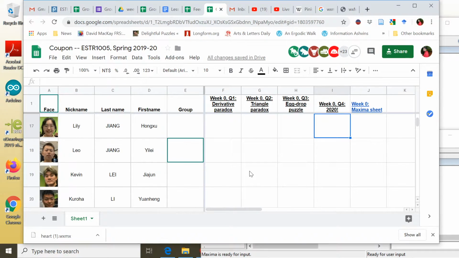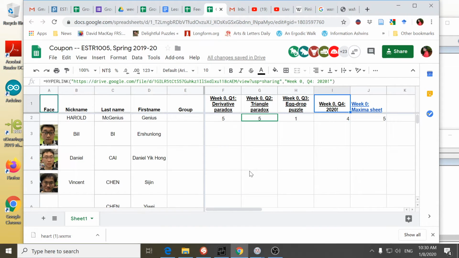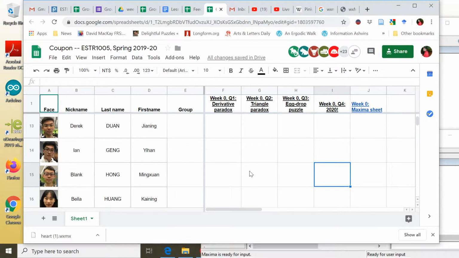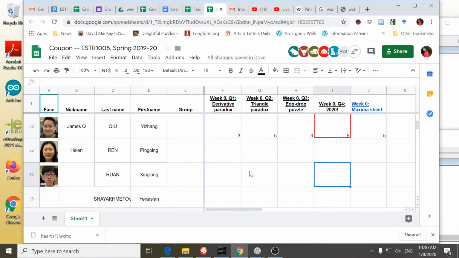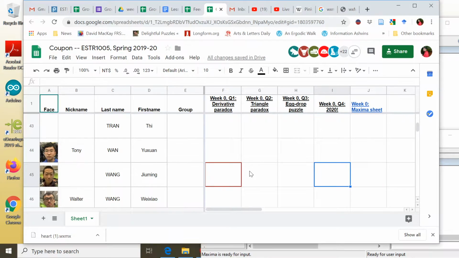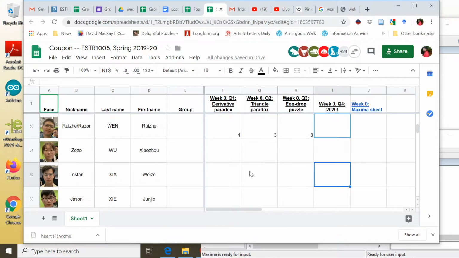Okay, very good. People are beginning to enter. So OO has entered, and who else has entered? James Q has entered. Aha. Razor is beginning to enter.